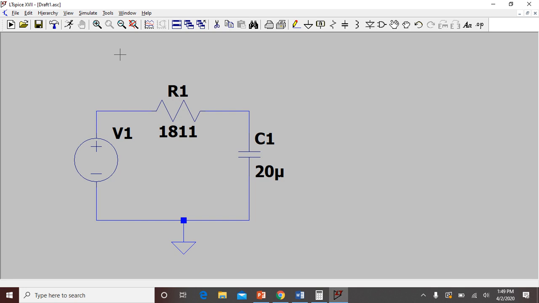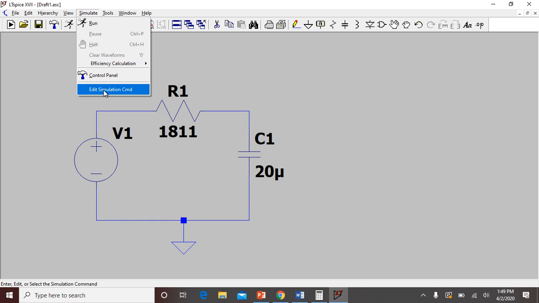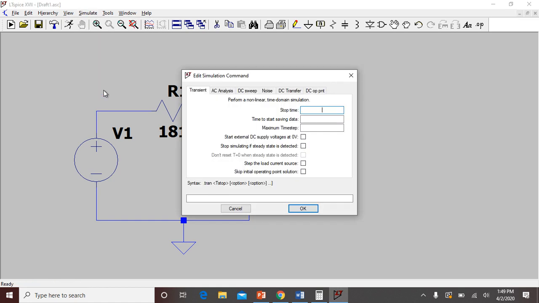Before starting the simulation, we are going to set the display of the oscilloscope. We are going to click this button, simulate, and go to edit simulation command. Once we select this, a window will appear like this, giving me different options for whatever we want to do. We want to do the transient analysis, that is the time domain analysis.